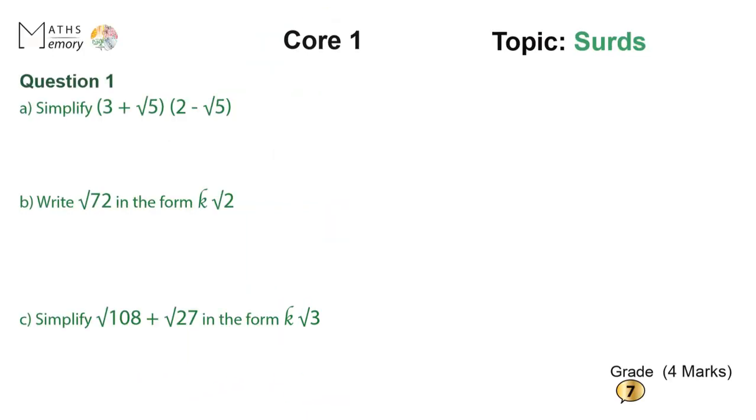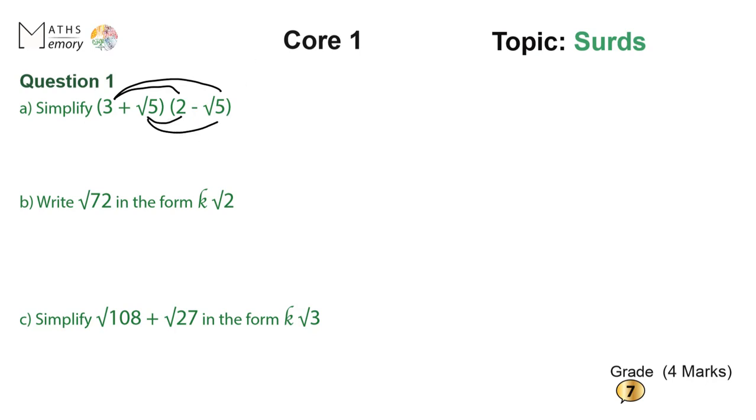Question 1, cool 1. Press pause, write these parts down A, B, and C, and press play when you're done. So part A, let's simplify this over here. So obviously we're looking at the crab claw method. Let's write this out over here. So 3 times 2, 3 times minus root 5, root 5 times 2, root 5 times minus root 5.